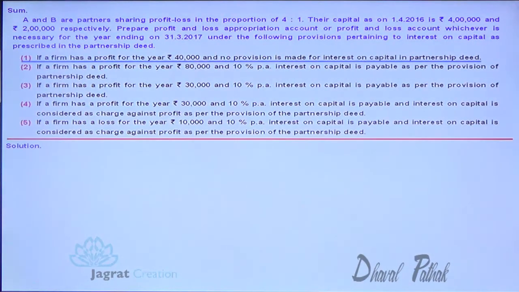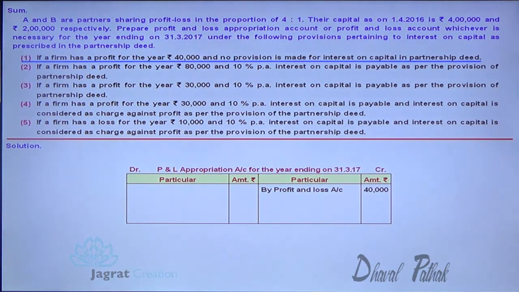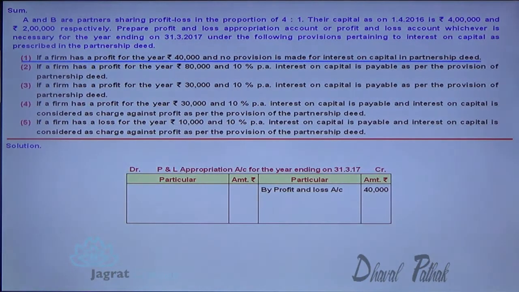In the first case, I have prepared the profit and loss appropriation account. Profit of 40,000 is credited to the credit side of the profit and loss appropriation account. No provision is made for interest on capital in the partnership deed, so no interest on capital is to be paid. So you have to distribute the profit straight away in the agreed ratio, that is 4:1. So 40,000 will be distributed in the ratio 4:1.